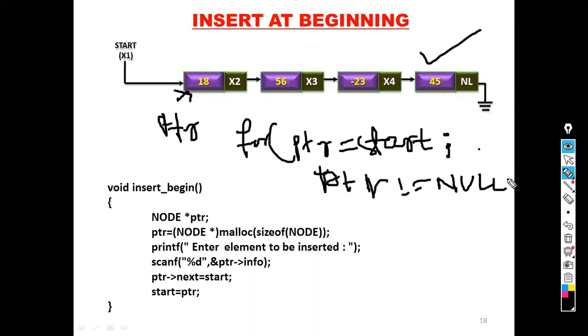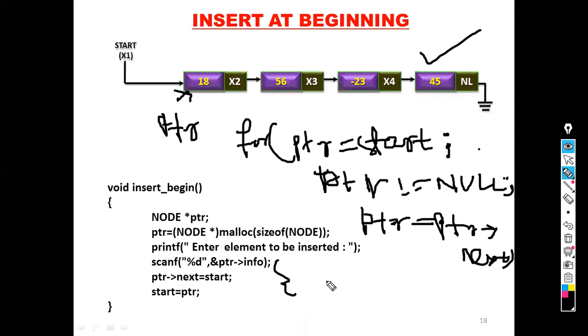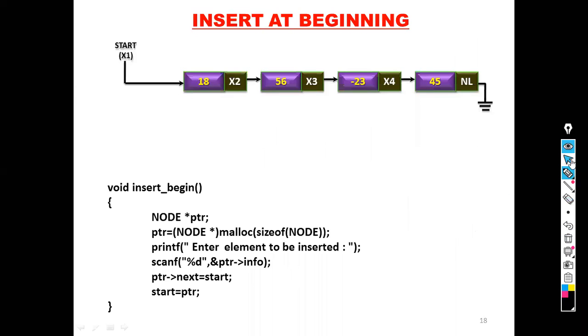If ptr is not equal to null, the loop continues. Then you have to do the increment, ptr equal to ptr next. Okay. So in that for loop, you have to display ptr arrow info. So this is the display of the nodes of the linked list.